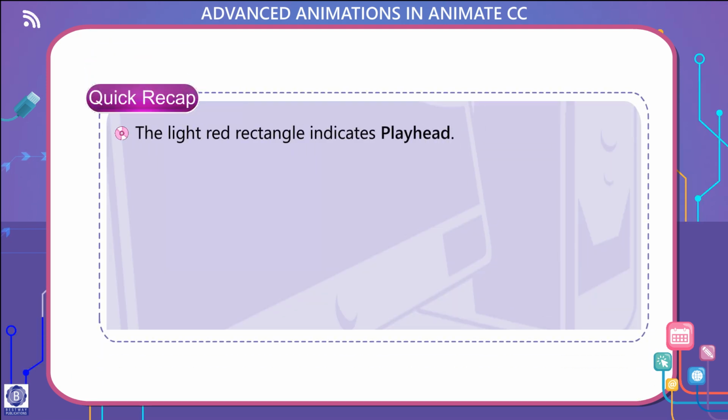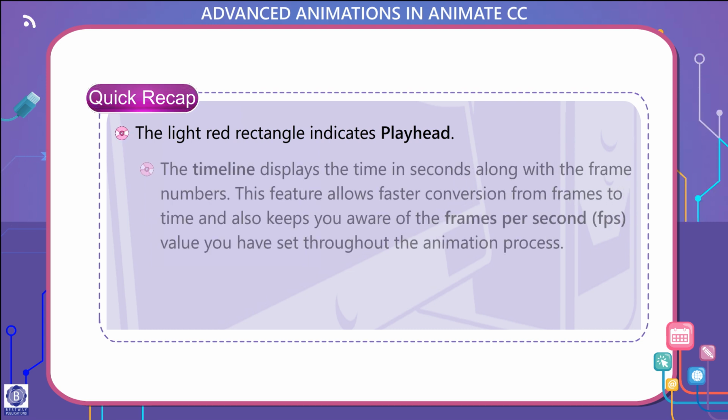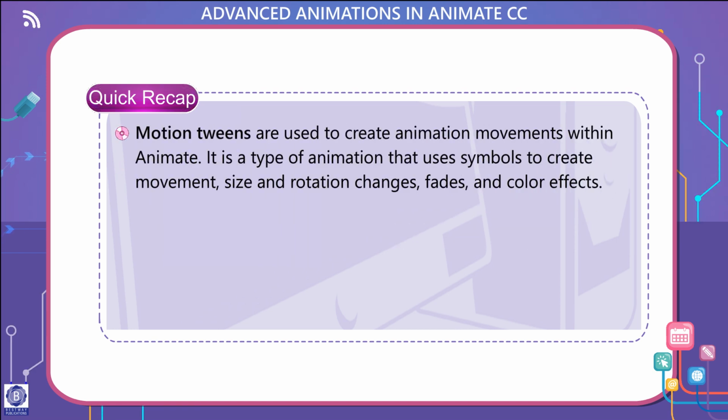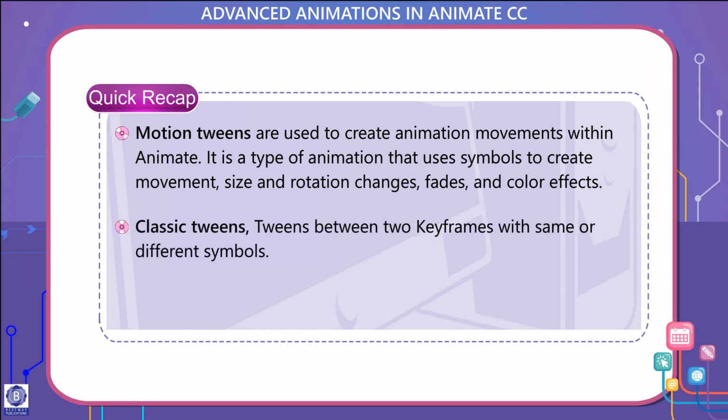Quick recap. The light red rectangle indicates the playhead. The timeline displays the time in seconds along with the frame numbers. This feature allows faster conversion from frames to time and also keeps you aware of the frames per second (FPS) value you have to set throughout the animation process. Motion tweens are used to create animation movements within Animate. It is a type of animation that uses symbols to create movement, size and rotation changes, fades and color effects. Classic tweens. Tweens between two keyframes with the same or different symbols.